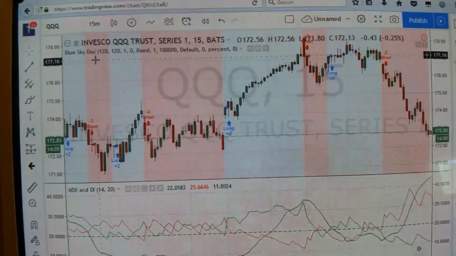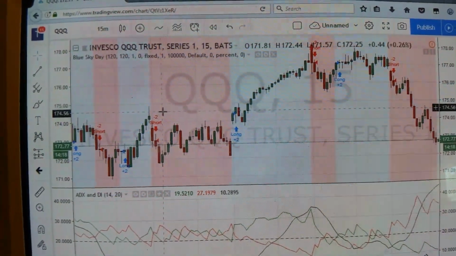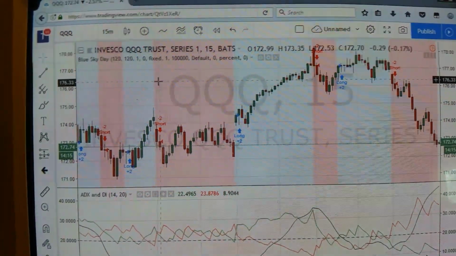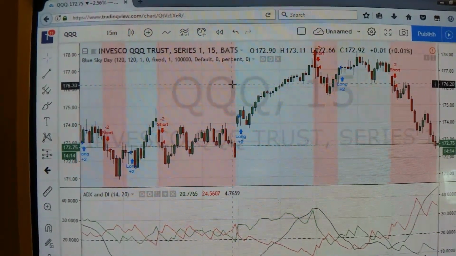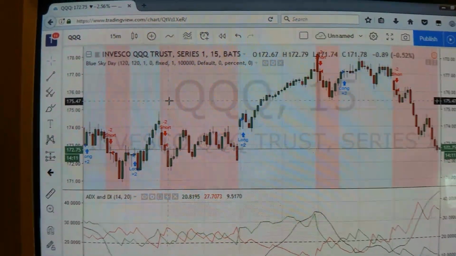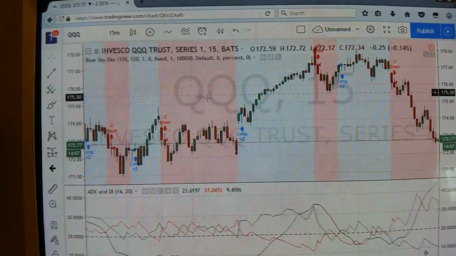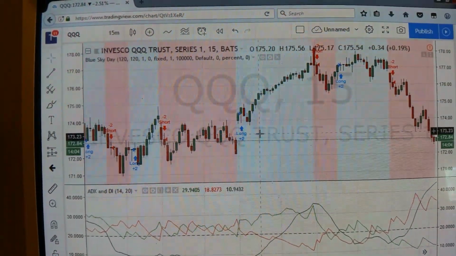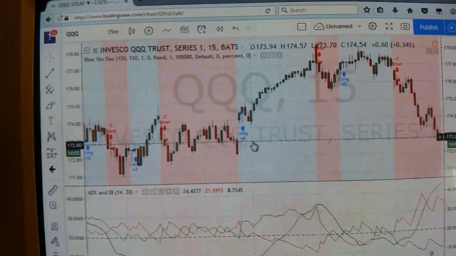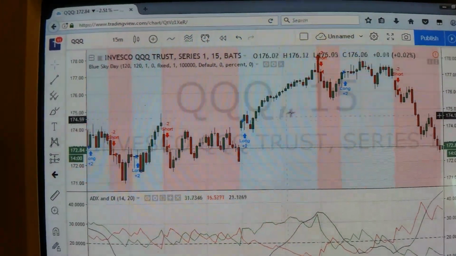Blue Sky Day is a great indicator. It's right like 80 to 90% of the time, and you can see here that when it turns pink, that's saying the market's going to go down, even though it went sideways here. You can't always win every time. And then when it turns blue, that means go long, and the market's going to rise.